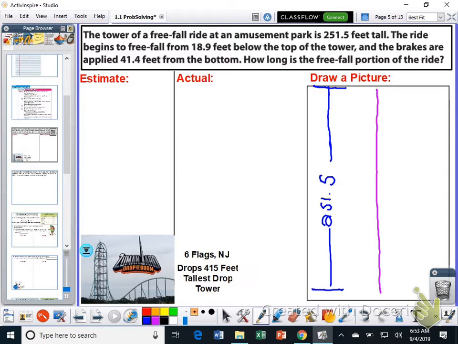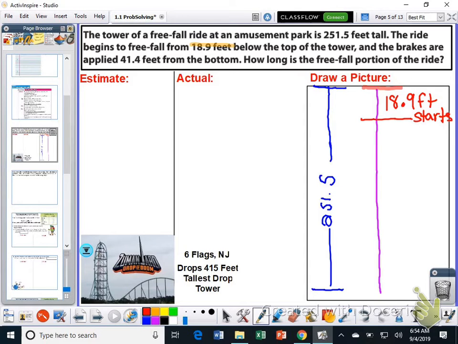But then it says here that the ride begins a free fall 18.9 feet below the top of the tower. So below the top of the tower. So if this is the top of the tower, we need to come below that. So we need to come below the tower. So we'll say right about here, and that's going to be 18.9 feet. So this is where the ride starts.